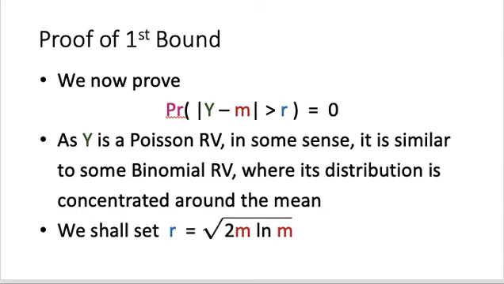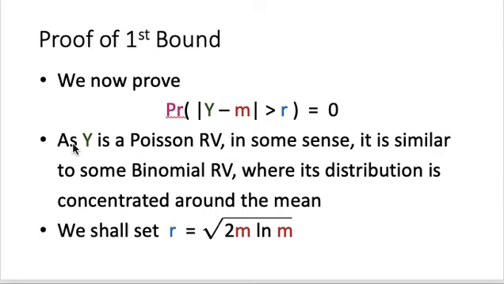Third part of this lecture. Here, we are going to define a suitable value of R and show that the two claimed bounds are correct. For the first one, recall that this big Y is a Poisson random variable with parameter m. And then we want to show that the chance of Y deviating from the mean value by this chosen R will be equal to 0 when m is very, very large.